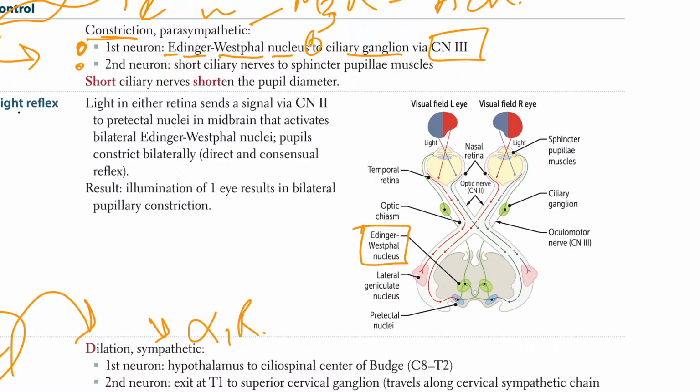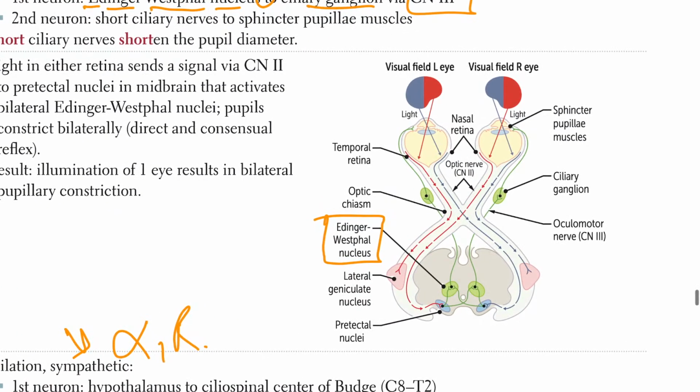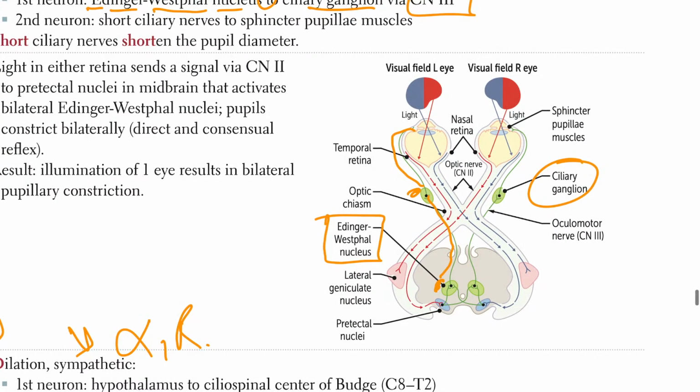Let me zoom in so you can take a look. From here, from this point all the way, it's going to the ciliary ganglion, which is here, right? And from the ciliary ganglion, it's going straight to the sphincter pupillary muscle, here, to the muscle.